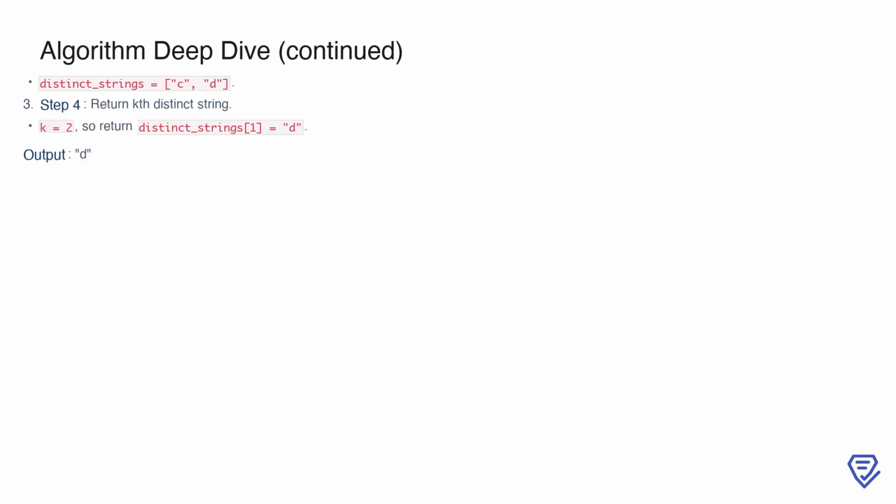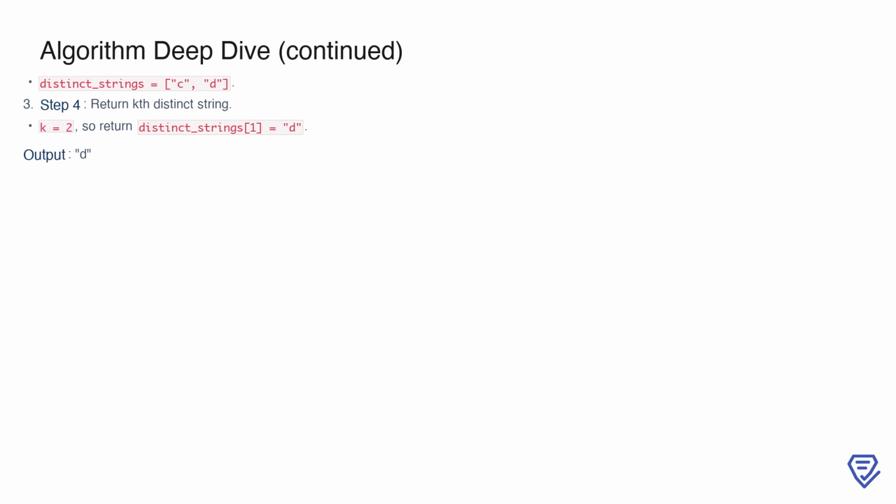First, we count the frequencies of each string. The resulting hash map is frequency_map equals A: 2, B: 2, C: 1, D: 1. Next, we traverse the array to identify distinct strings. Only the strings with a frequency of 1 are considered distinct, so as we iterate, we find C and D in the original order. These are stored in the list distinct_strings equals C, D.